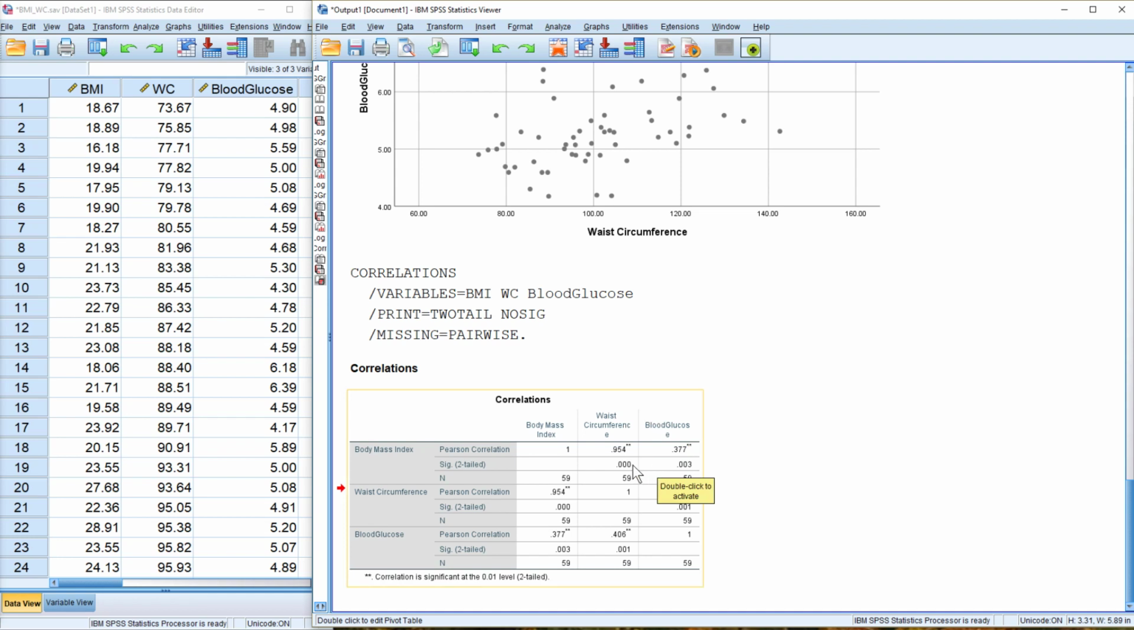So, well, I'm just reading through my questions on my other screen. So we have that the waist circumference is more strongly correlated with blood glucose and body mass index.